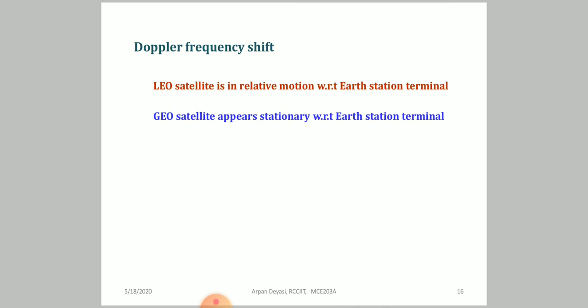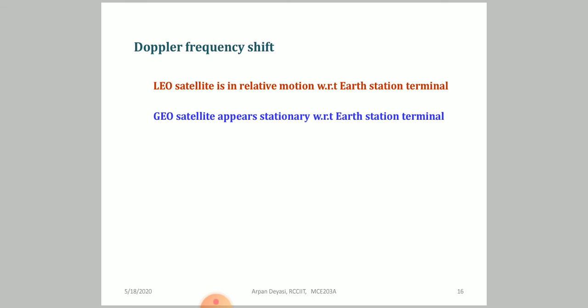And Doppler frequency shift occurs for GEO. That's one very important question: why is it not for LEO? Because LEO satellite is in relative motion with respect to the Earth station terminal, but GEO satellite appears stationary. Now Doppler frequency shift is a very small sort of shift. So if LEO is already in relative motion, you will get a huge amount of Doppler shift. That is not our concern.